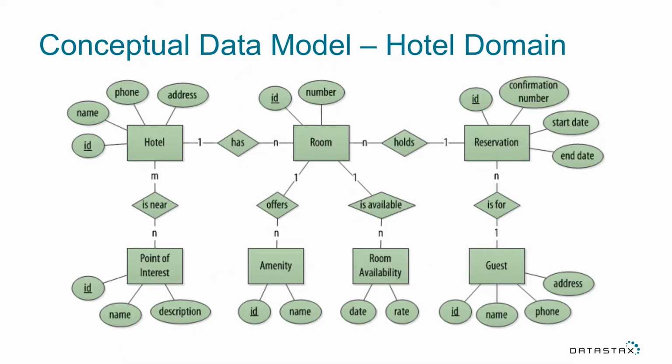Let's start with a quick look at how we develop data models for applications using Cassandra. I'm going to use the hotel domain example from my book. We might use this to build an application that allows users to shop for hotel rooms. The process starts with entity relationship data modeling. You can see here the key nouns in our domain: hotels, nearby points of interest, the rooms offered by each hotel, along with the amenities and when the rooms are available. Finally, there's information about guests and their reservations.